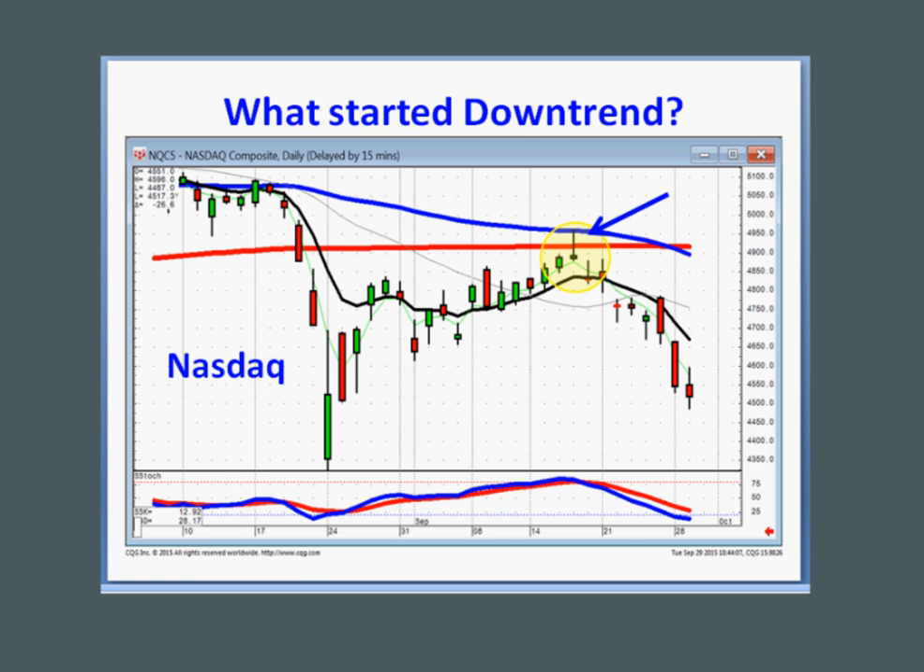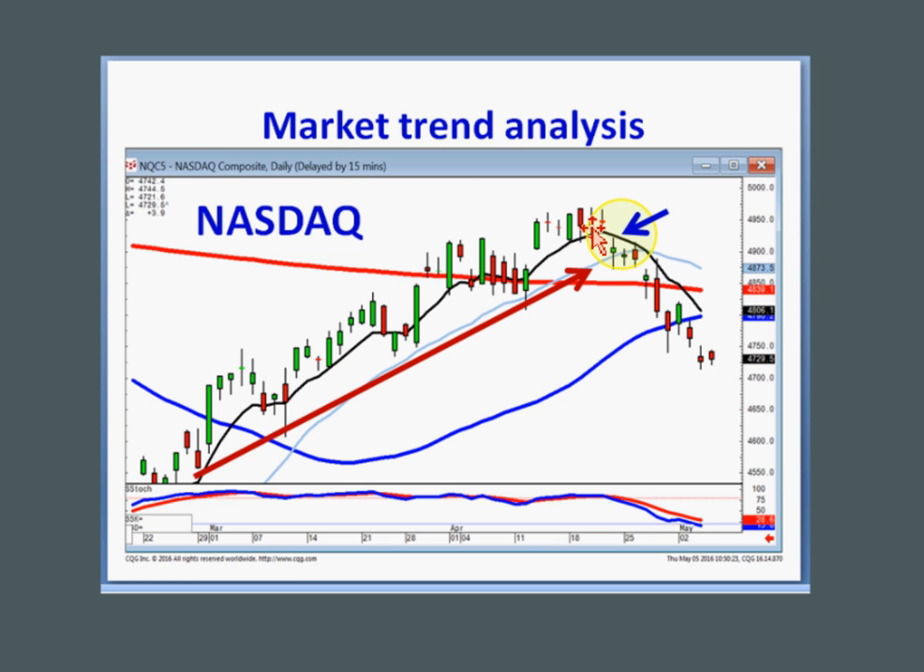That's exactly what happened about three weeks ago, when we had all these dojis in the NASDAQ followed by a gap down. That's what started our downtrend. So if we can recognize what the overall market trends are going to be doing, that's right.